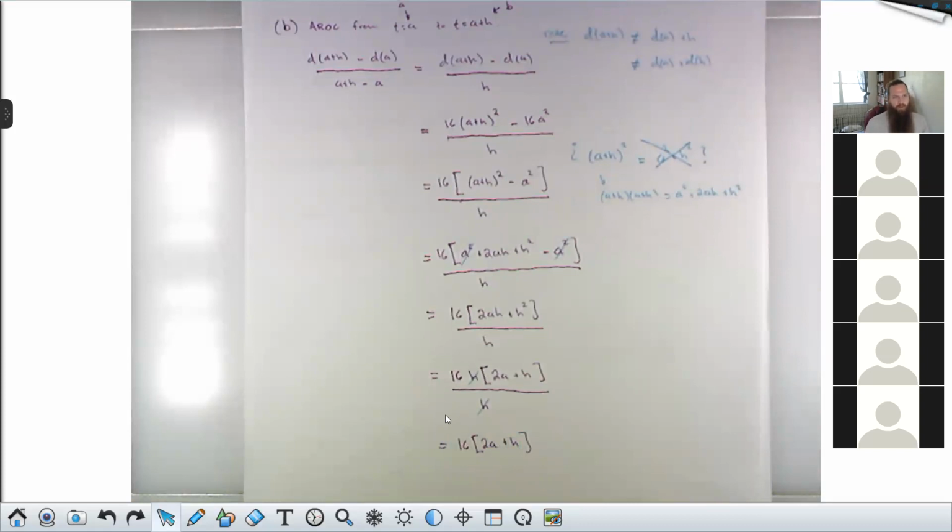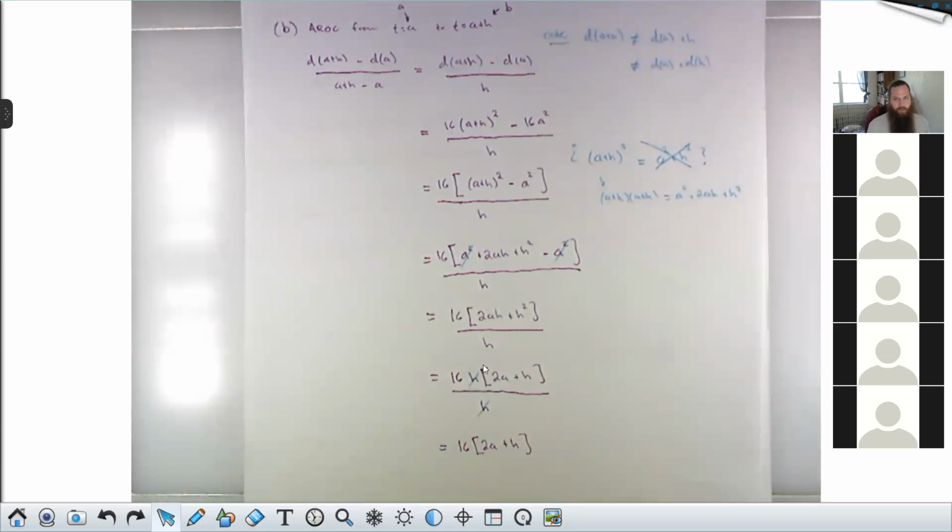So if you had somebody asking you for like 30 different average rates of change, 30 different speeds for this book as it falls, it would be better to come up with this formula and then plug in the various a's and h's rather than calculating each of those separately. Okay. Any questions on the calculation here in part B?